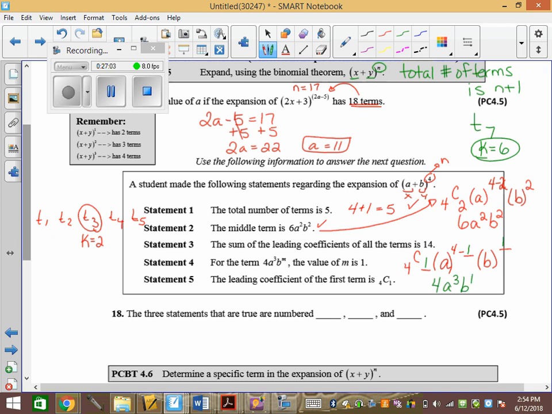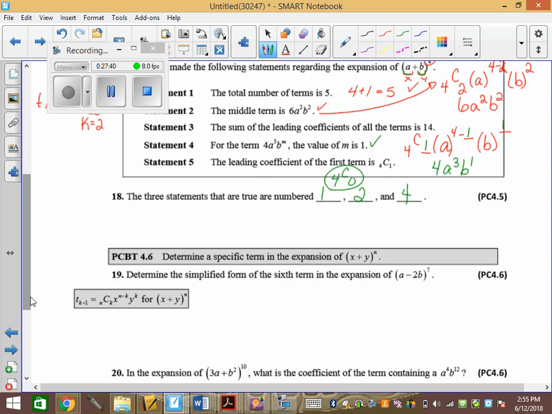Is it true? Yes. The leading coefficient of the first term is 4c1. Is that true? You don't need to do any more, but proving it: is the leading coefficient of the first term 4c1? No, it's 4c0. But remember, it only is 4c0 because both a and b don't have coefficients. If a and b had numbers in front, you'd have to expand those out and then multiply them, and that would get you the leading coefficient. And then when you expand them all out, 14 isn't the sum. So it's going to be 1, 2, 4.